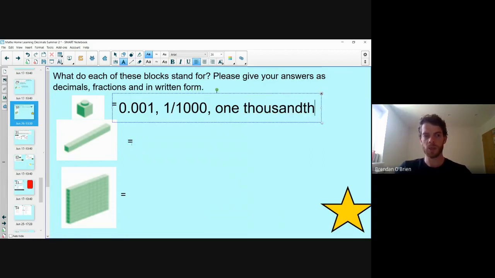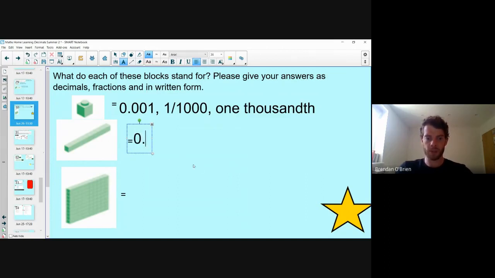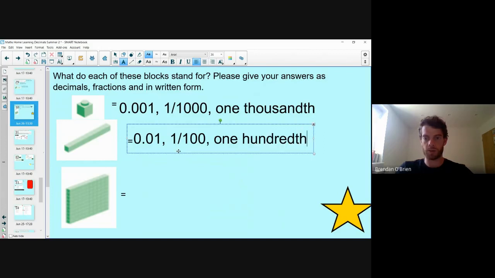Okay? If I take 10 of these, I can make one long block of these. So what does this block represent? Well, 0.01. It's not a tenth. It's in our hundredths column. So it's 1 over 100. You can write that as 1/100th. Remember that TH on the end. It's not 100, it's 100th. If we're talking about decimals.